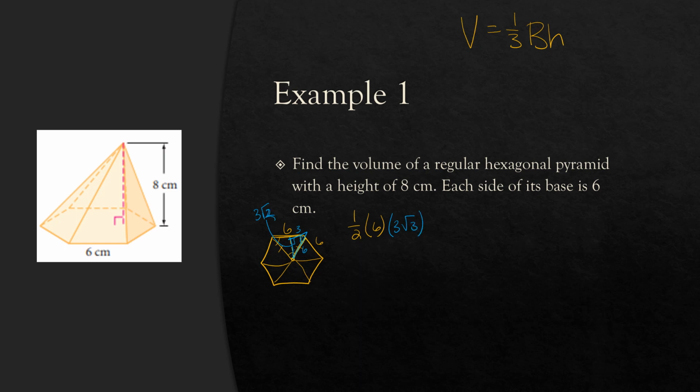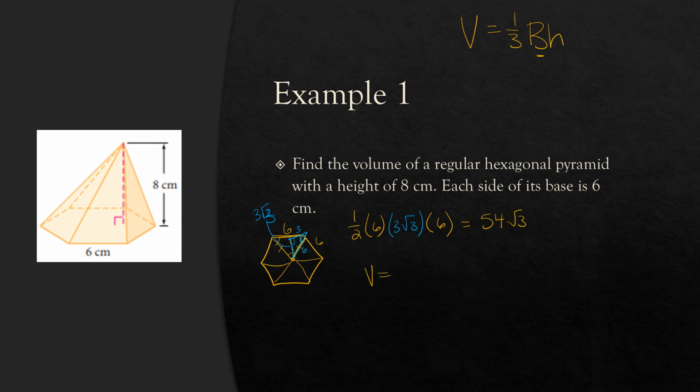Sorry, I said 3 and I wrote 2. It's 3 square roots of 3. So 1/2 times 6 times 3 square roots of 3. That would be one of those triangles. And I have 6 of them for the base, so I need another 6 in here. Multiplying all this together, I get 54 square roots of 3. I'm going to put that in for my base right here.